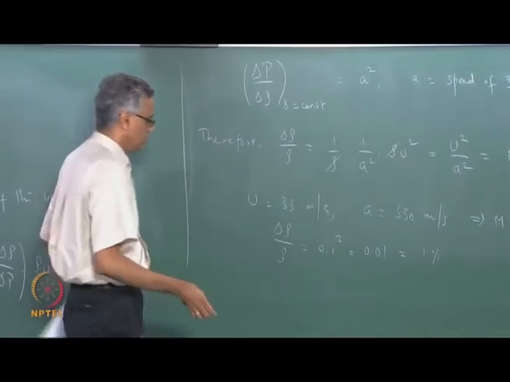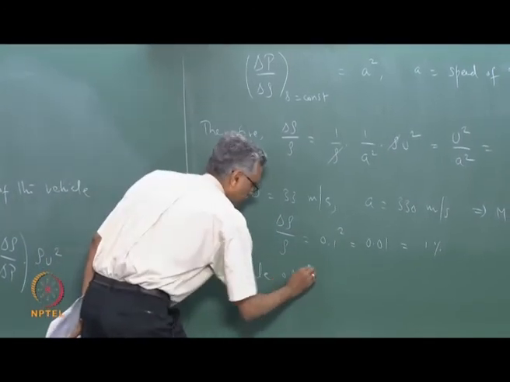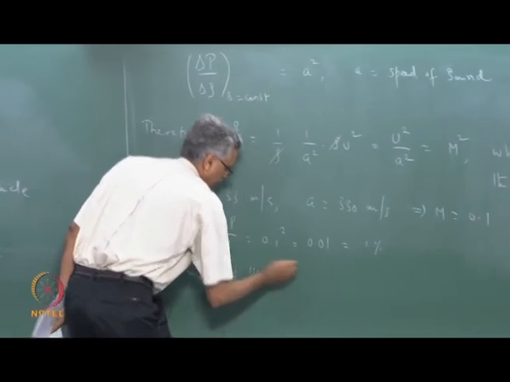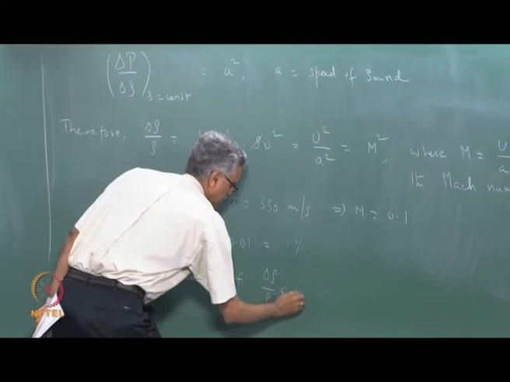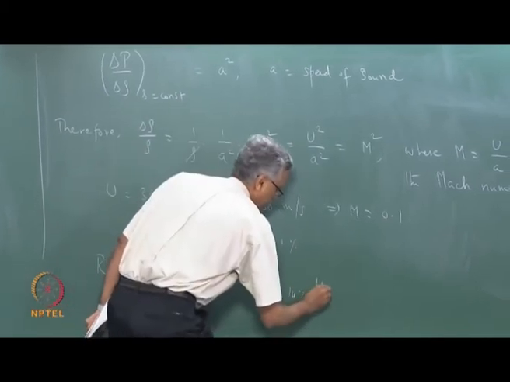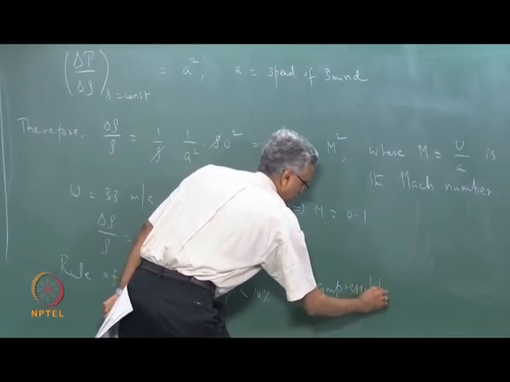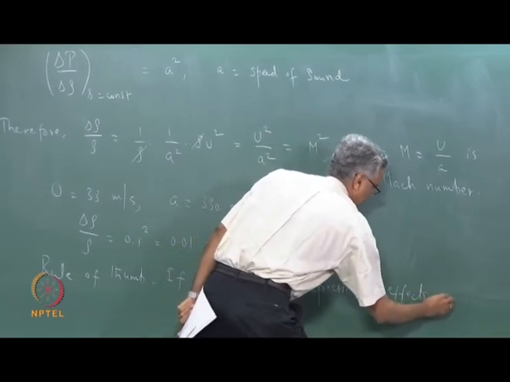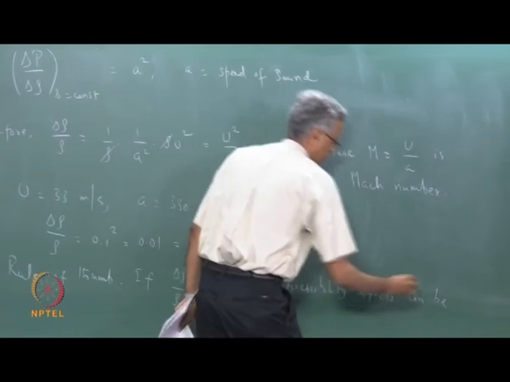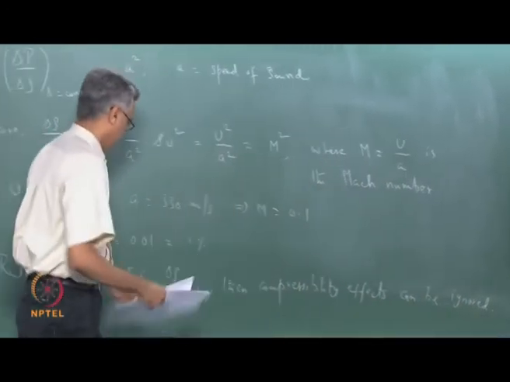In general, this is a rule of thumb. It is not based on any actual physics, right? This is a rule of thumb: if delta rho over rho is less than 10%, then compressibility effects can be ignored, right. Let us see what this means in terms of Mach number.